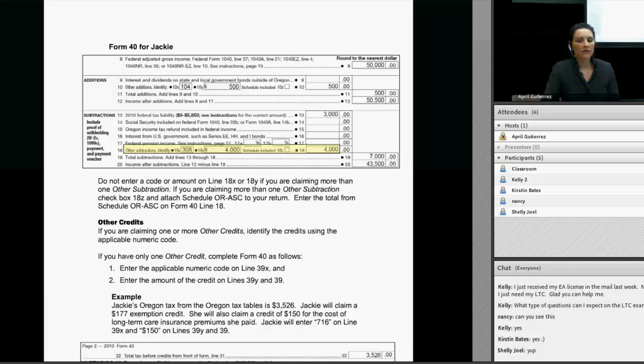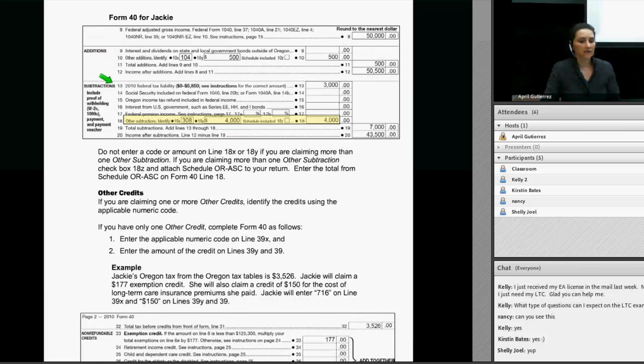So just looking here at the Oregon Form 40, starting with the adjusted gross income, we enter additions for other additions on line 10. And you'll notice that the additions section is pretty small. It offers space for only one designated addition that is given its own line, and that is line 9, interest and dividends on state and local government bonds outside of Oregon. That is the only designated line for additions. Any other form of addition will always go on the other additions line.